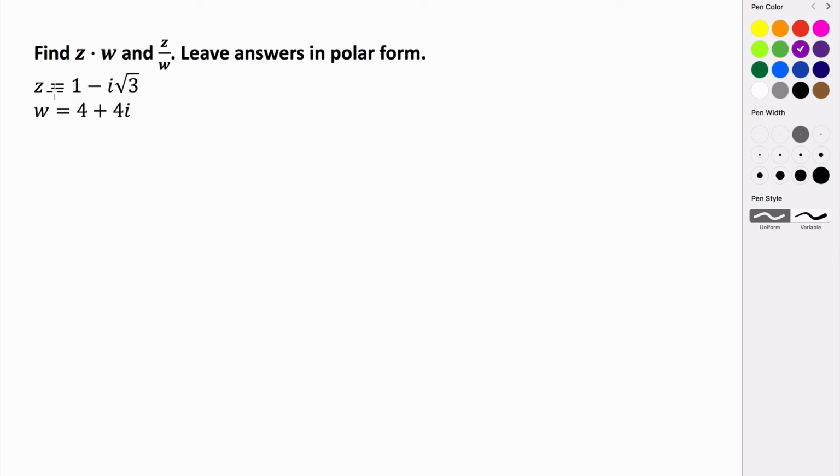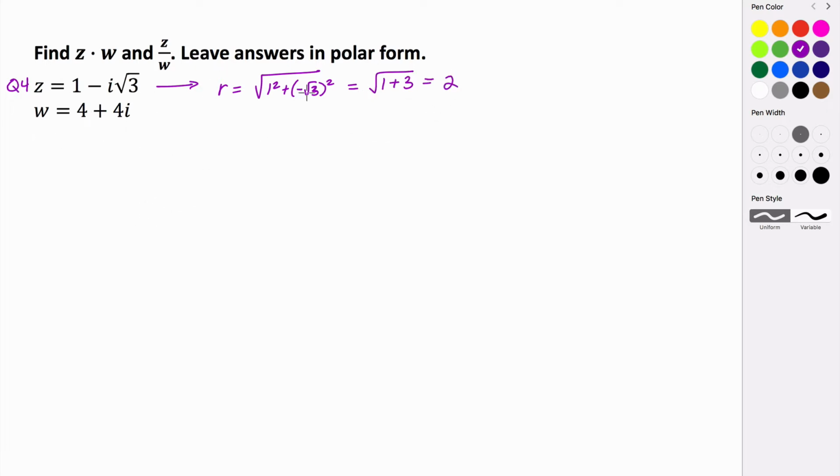So we're going to first change each of these into polar form and then do their product using the polar form. So first let's change z. So we know that if I were to plot this complex number, it would be in quadrant 4. Finding the value of r is just the square root of x squared plus y squared. So 1 squared plus negative rad 3 squared. 1 squared is 1, negative rad 3 squared is 3. So that's 1 plus 3. The square root of 4 is just 2.